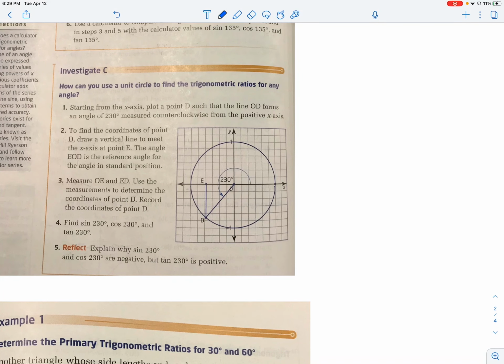Hi, welcome back to our third video for 4.1, special angles. We are now going to take up Investigate C.